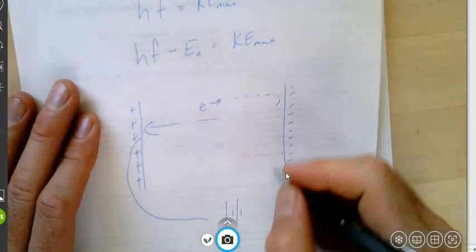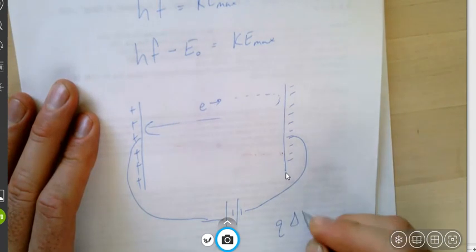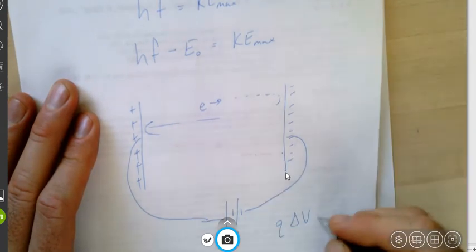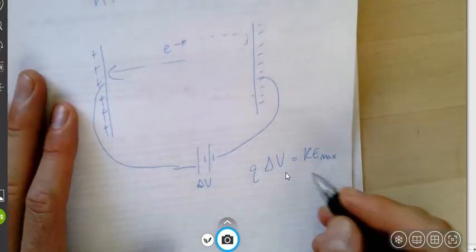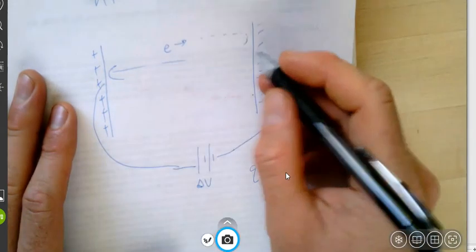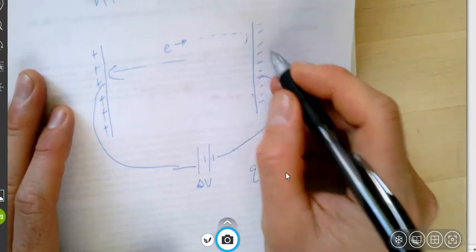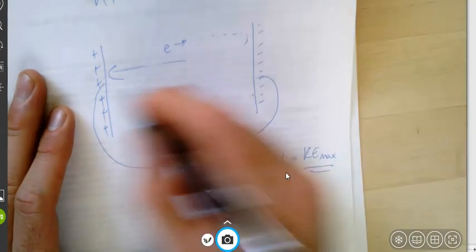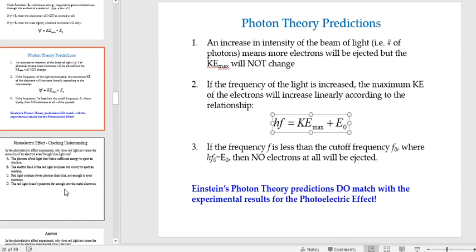If I can tune them such that Q delta V, so here's the battery delta voltage, is equal to KE max, right? In that moment, then I'm actually going to take the highest energy electrons, and they won't be able to make it up the so-called hill that they would have to overcome to complete a circuit and measure current. So they'd be sent back. So in other words, I can tune that battery and use that as a way to measure the work function also. So that's just kind of another aspect of this experiment that I wanted to share with you.